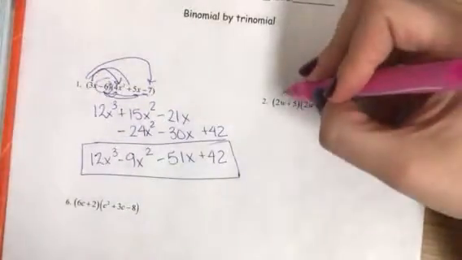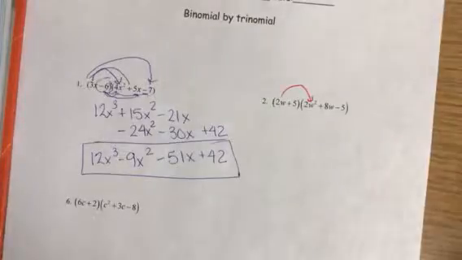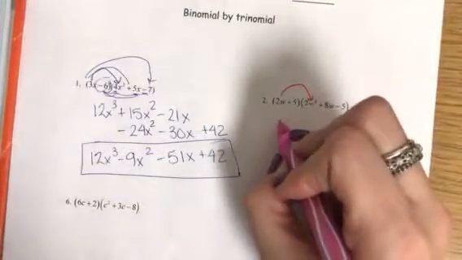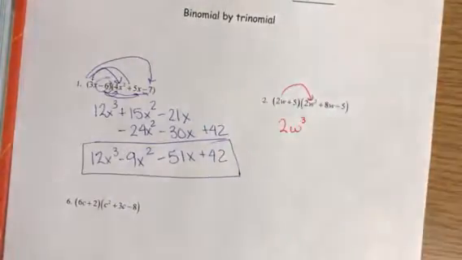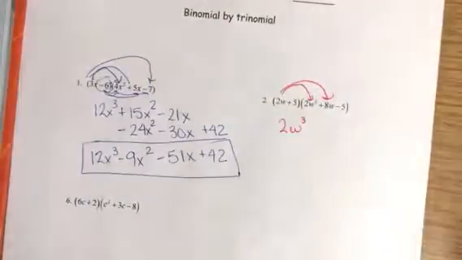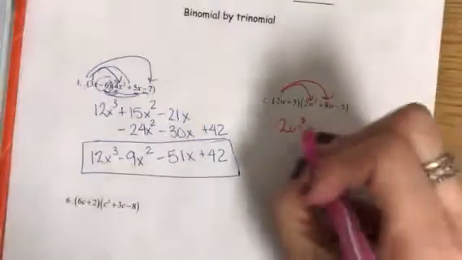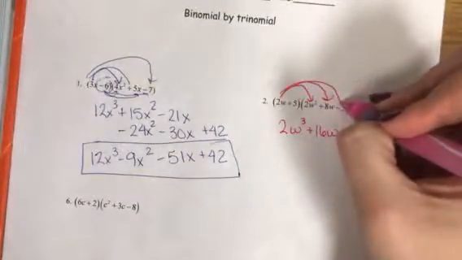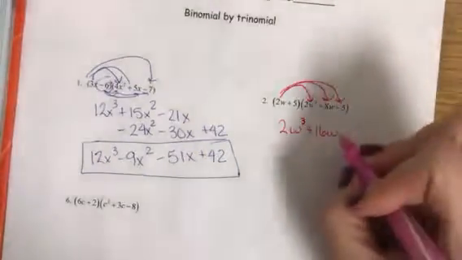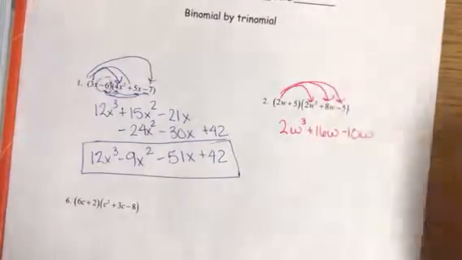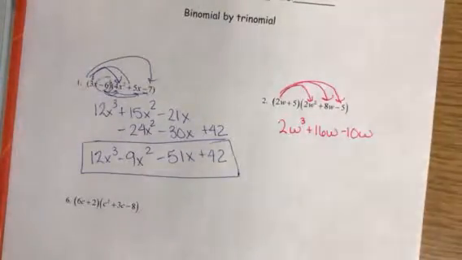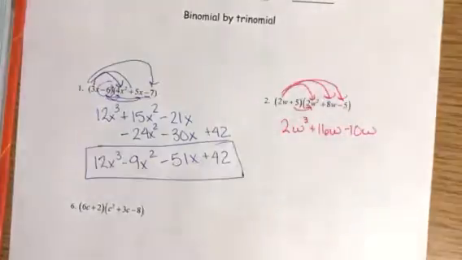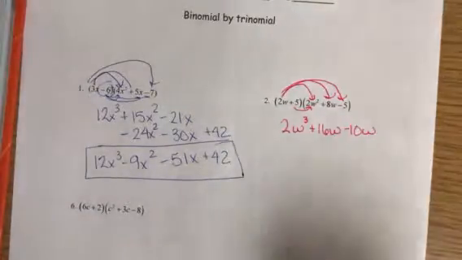Number 2, we're going to start by distributing our 2w. So 2w times 2w squared will give us 2w to the third. 2w times 8w will give us a positive 16w. 2w times a negative 5 will give us a negative 10w. Then we'll distribute our 5. So 5 times 2w squared.